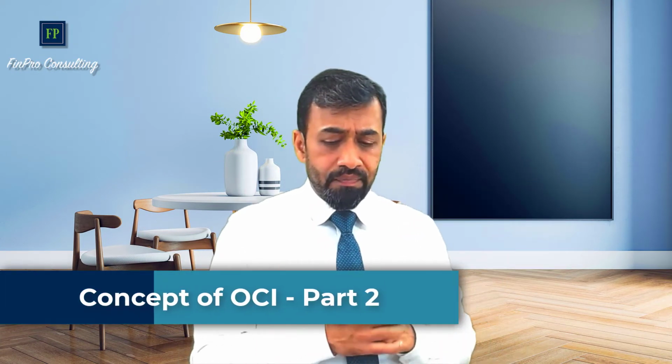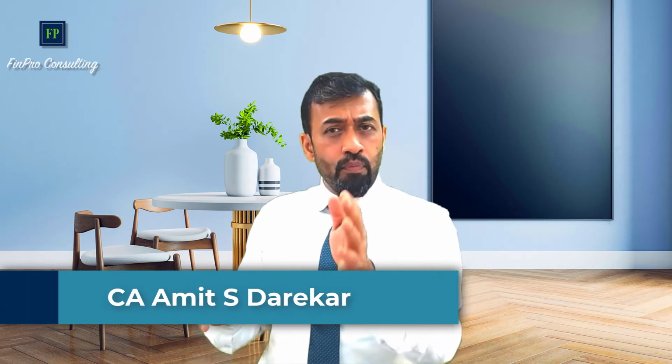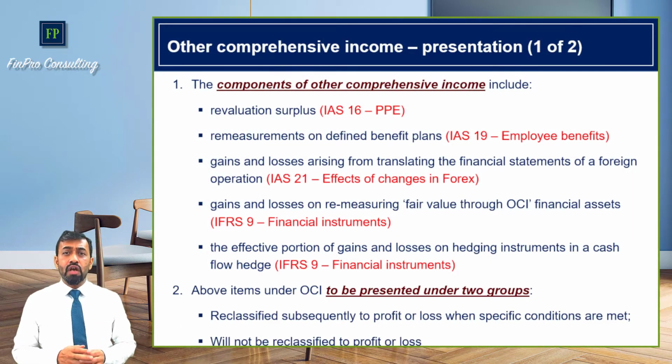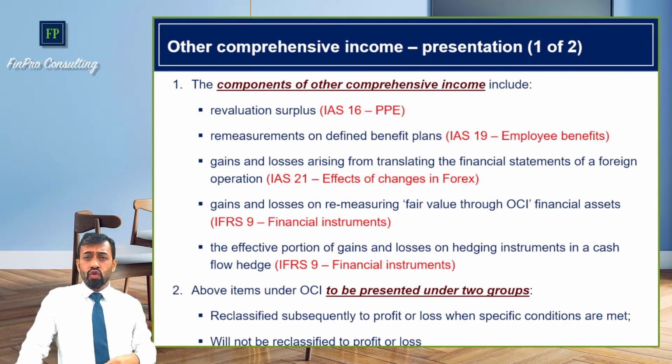How do we present this? Now, this is the basic concept of other comprehensive income. I want to quickly discuss with you a few provisions around OCI which are required for presentation in the financial statement. So these line items are required to be presented under two groups.